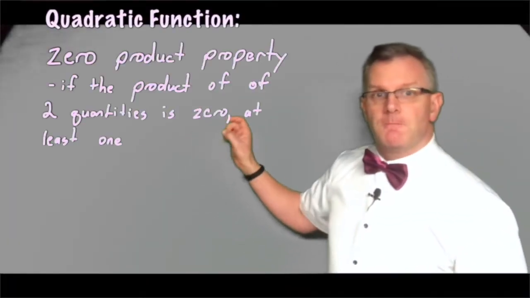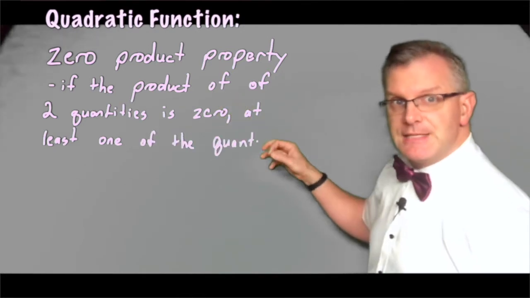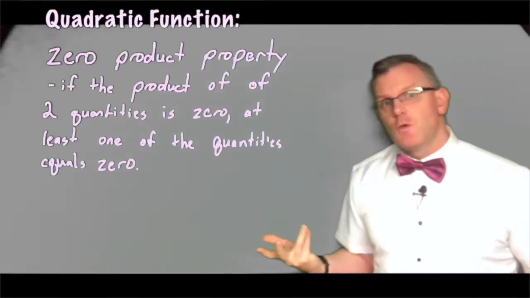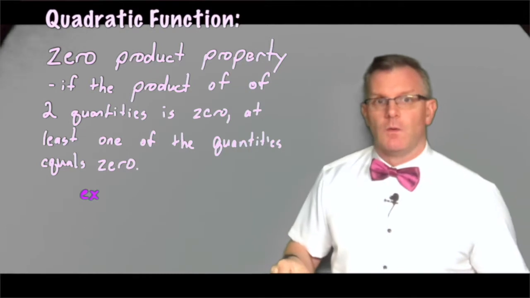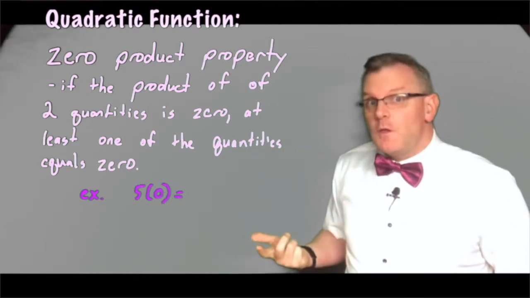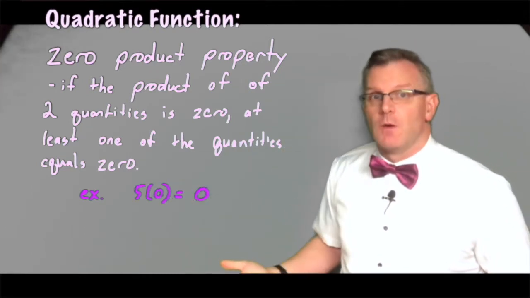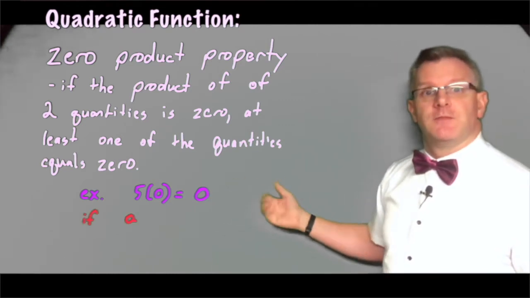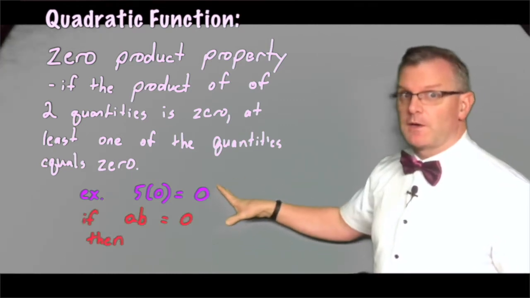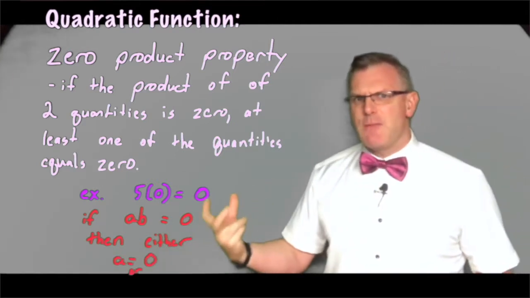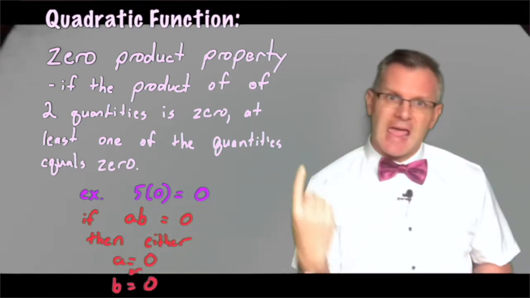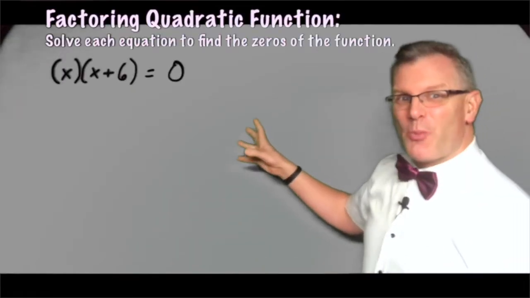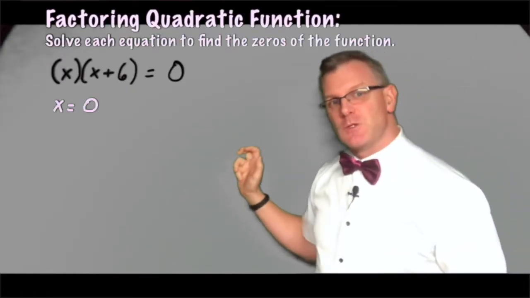Ladies and gentlemen, the next thing we're looking at is the zero product property. The zero product property says if the product of two quantities is zero, at least one of those quantities has to be zero. In the case of 5 times 0 equals 0, we have one quantity that's zero. If A times B equals 0, that means either A has to be 0 or B has to be 0. We're going to use the zero product property to find the zeros or the solutions.